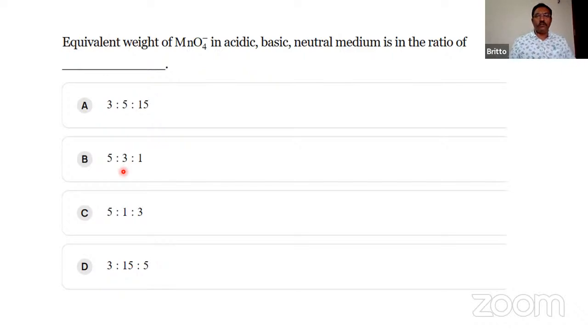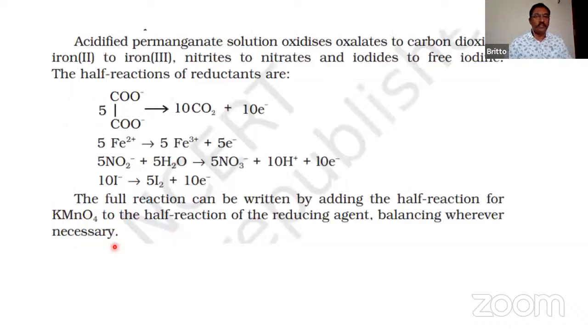Acid, base, neutral, or acid, neutral, base, or base, neutral, acid, they can change it in any way. So be careful. Remember that in acidic, 5 electrons are involved, in basic only 1, in neutral 3 electrons. So 5:1:3. What will be the ratio of the equivalent weight in acid, basic, neutral? It is 5:1:3. Option D is the correct answer.